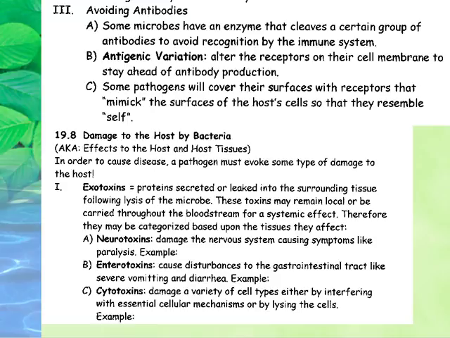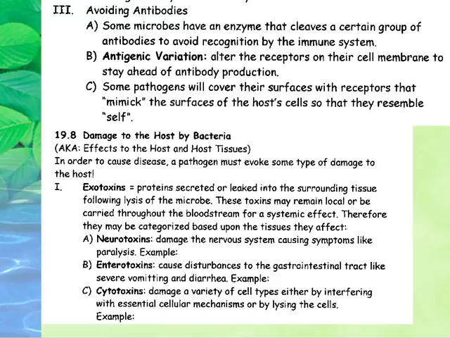Some pathogens will actually cover their surfaces with receptors that mimic the surface of the host cell so that they resemble self. An example of that would be viruses that take on part of that host cell membrane and create an envelope. Now, another example that determines how virulent they are is to look at how they damage the host. Okay?